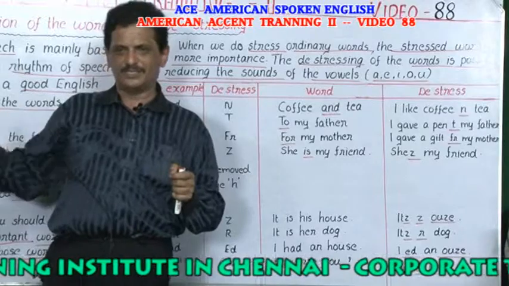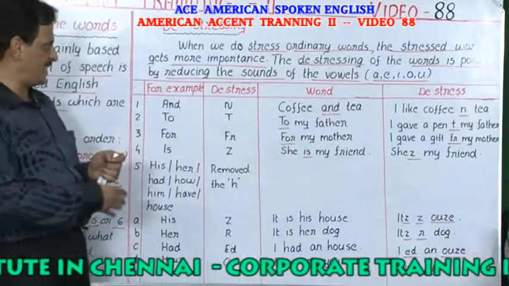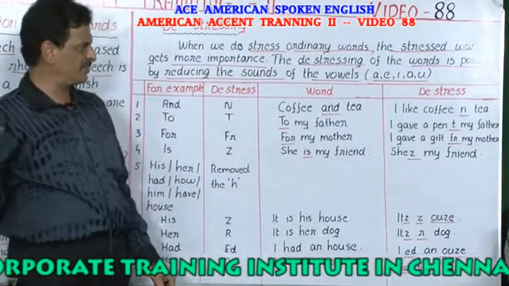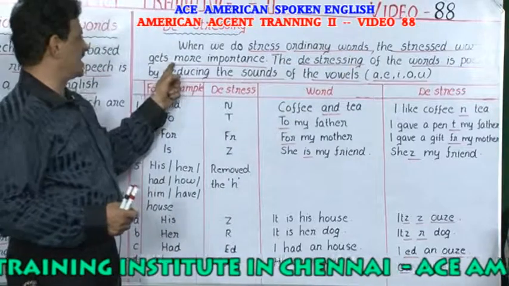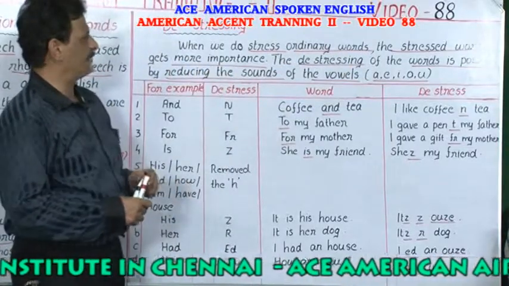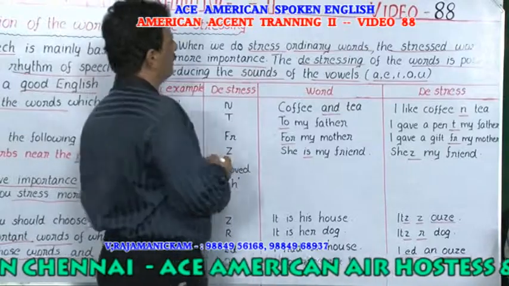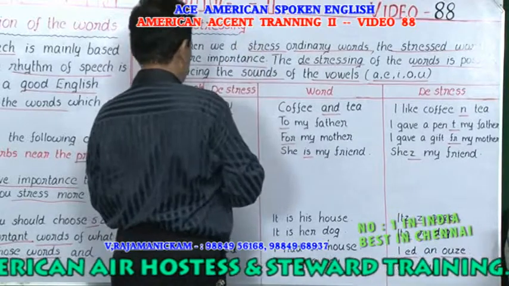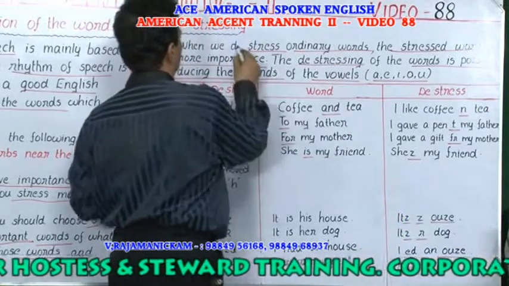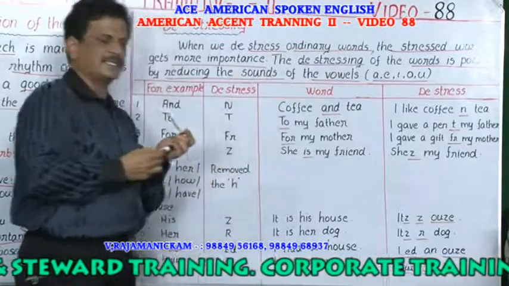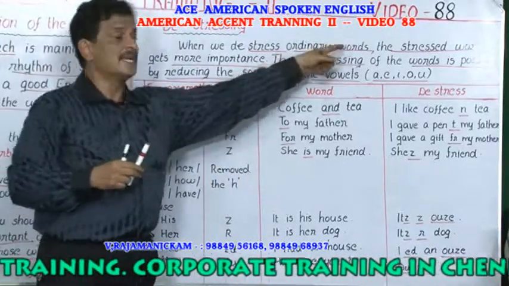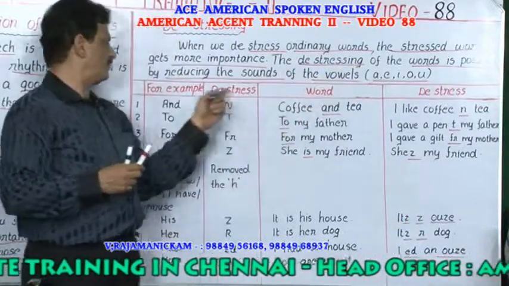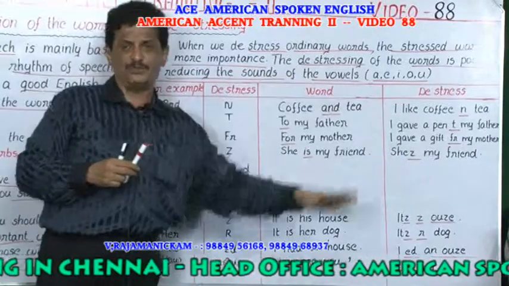No, 50% of the words only we should stress and 50% of the words we should not stress. When we stress ordinary words, we should not stress. The stressed word gets more importance. When you reduce the sounds of ordinary words, the stressed words get more importance. The de-stressing of the words is possible by reducing the sounds of the vowels A, E, I, O, U.